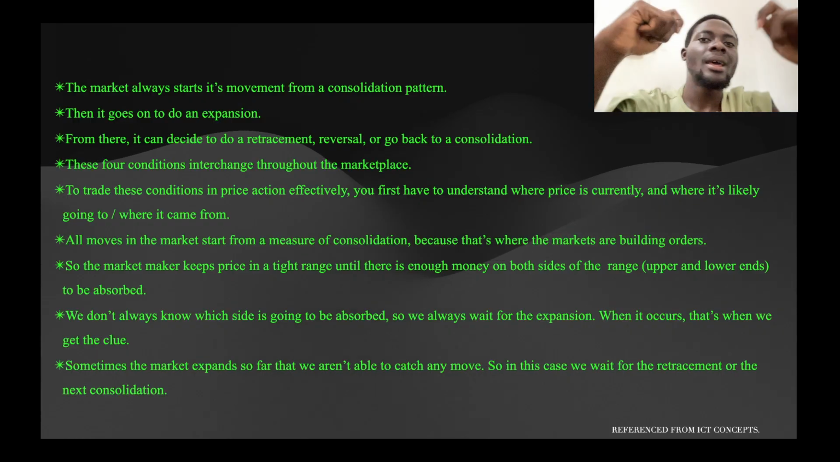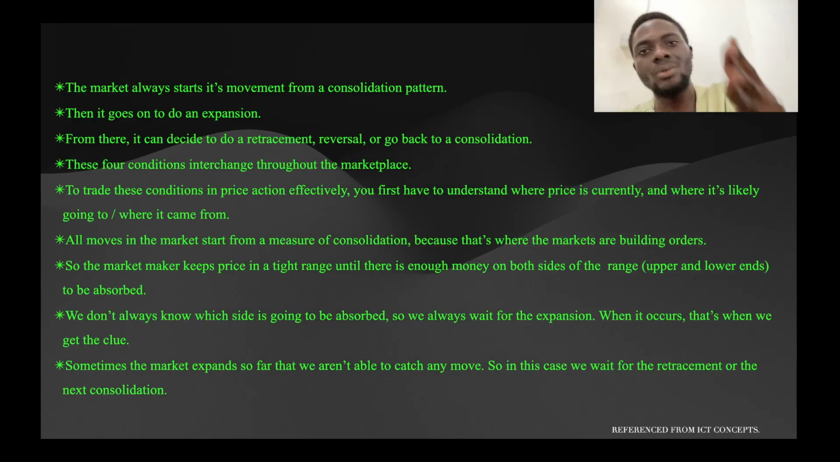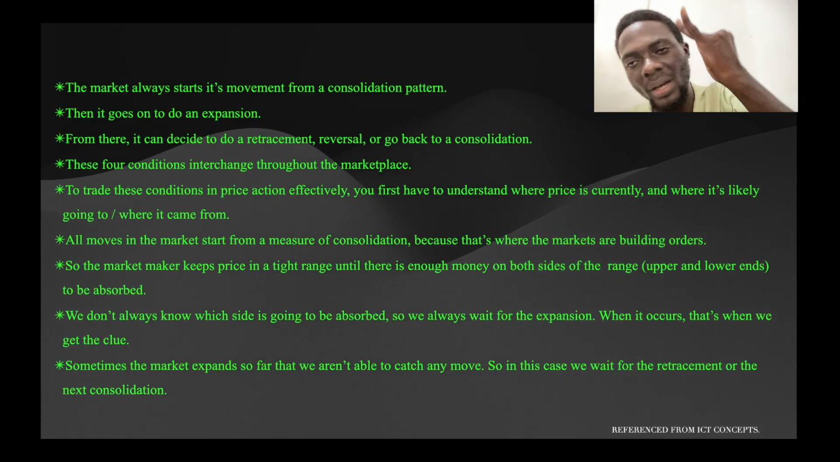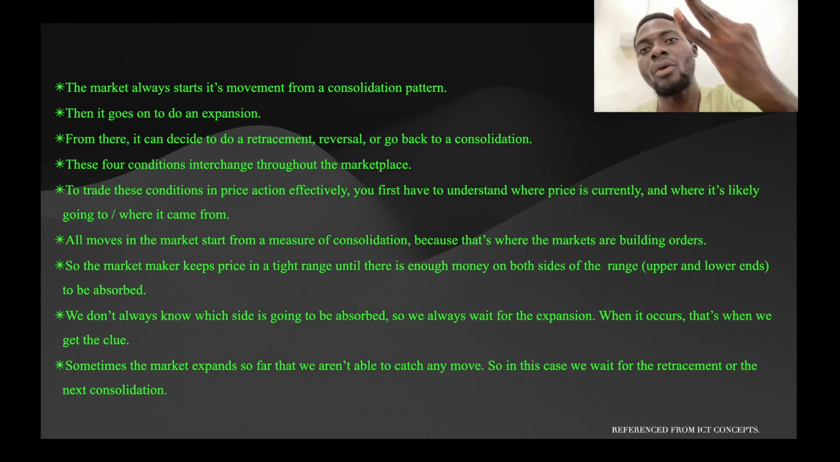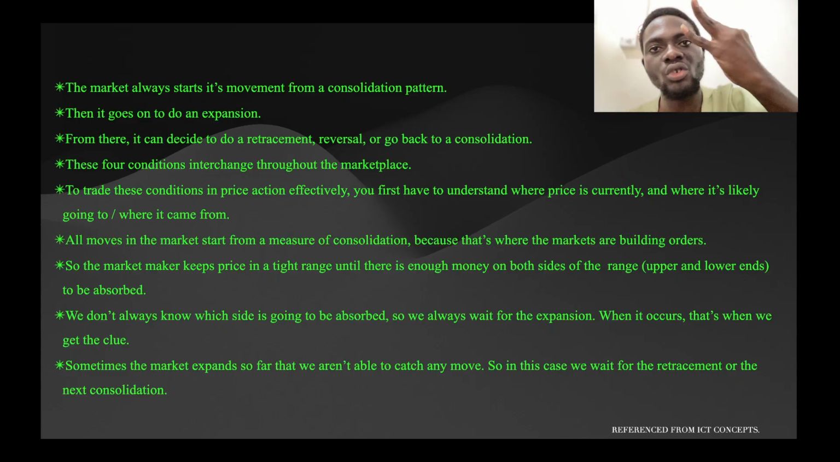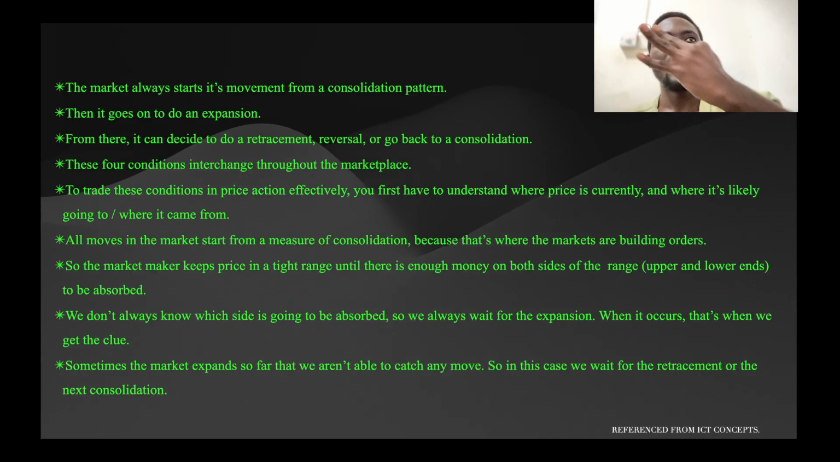That's why I was saying markets can only do four things: consolidate, expand. From expansion, it can go to reversal. From reversal, or from expansion, it can go to retracement. From retracement, it can go to a reversal.